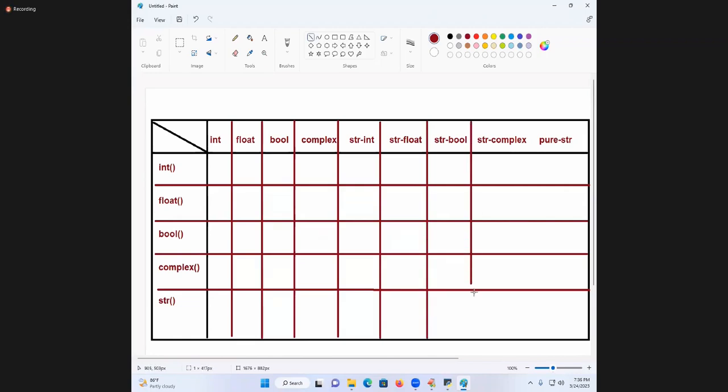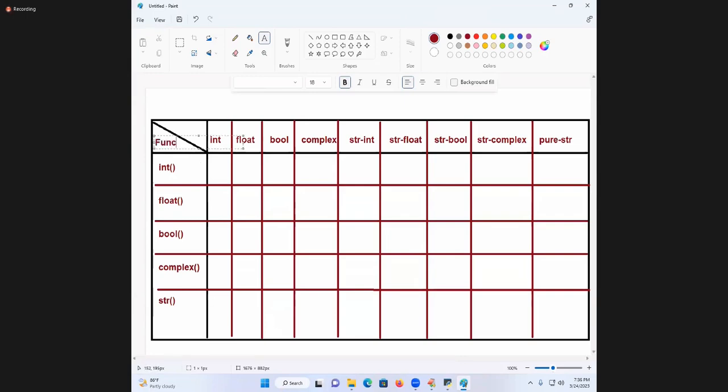Wherever I keep my marker, you need to say the answer, right? Okay now? So here it is called what? Function name. This is called typecasting function name. Okay. This is called what? Type of conversion. What we are converting into?